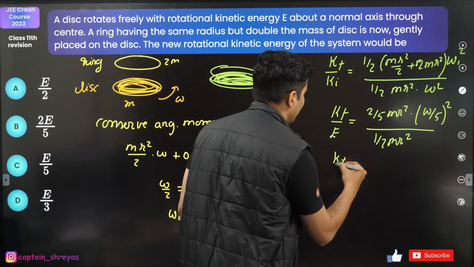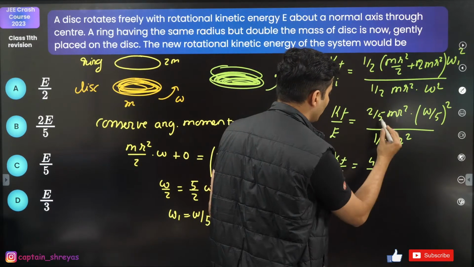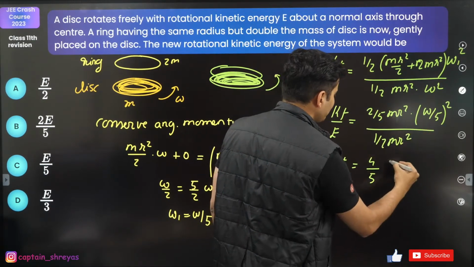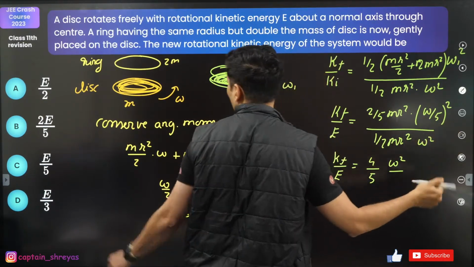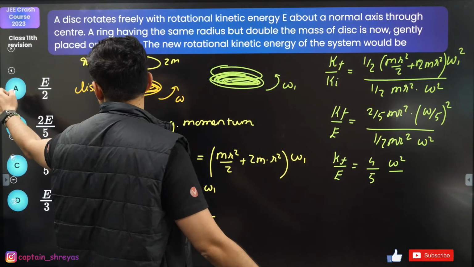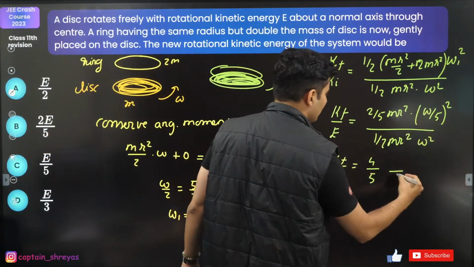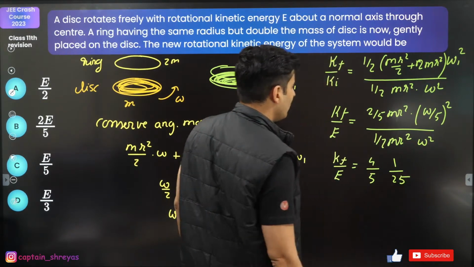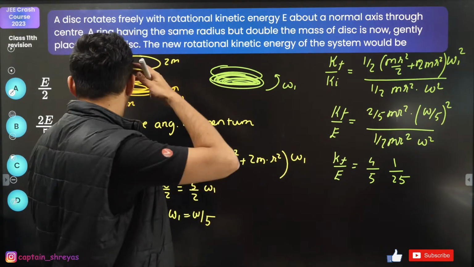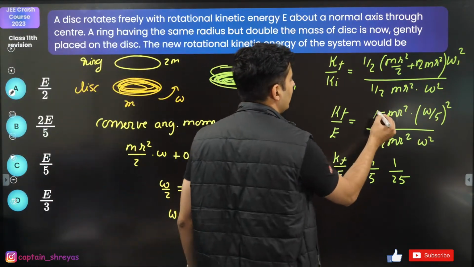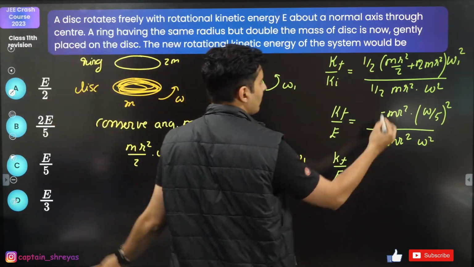So K final by E will be, mr square cancels, this 2 goes on the top, becomes 4, this 5 comes below, this will be omega square. Oh, sorry, this omega square was also there. That will also cancel, by the way. No need of that. Just this 5 square will be there, which is basically 25. Just check this out. Oh, what did I just do? I just wrote it as 2 by 5. My bad. This was 5 by 2. So sorry, guys. I'll just write it again.